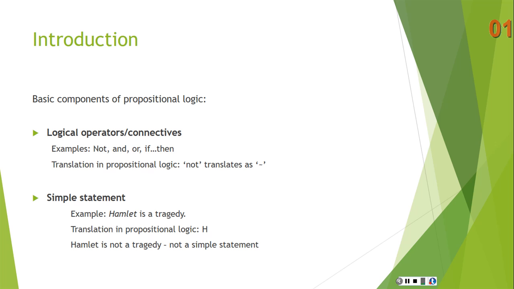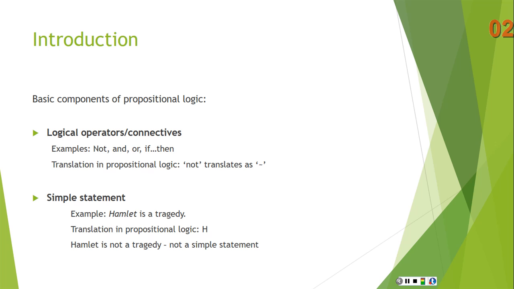So you translate logical operators into our symbolic language of propositional logic. Not translates as tilde, and translates as dot, but we'll get into that. And then you have simple statements. This is the other basic component of propositional logic. An example is Hamlet is a tragedy. That's a simple statement in English, and it translates into propositional logic as H. Or it could be any capital English letter, B, D, Z, whatever.